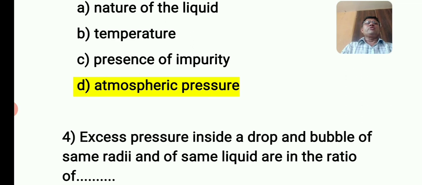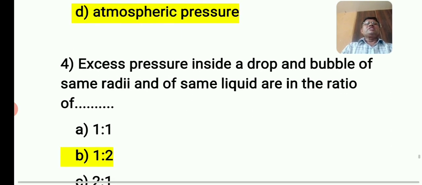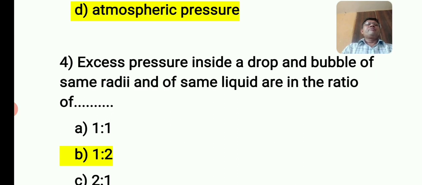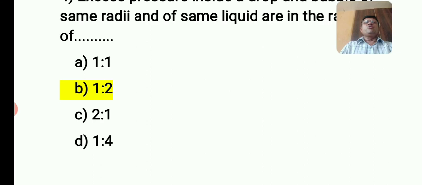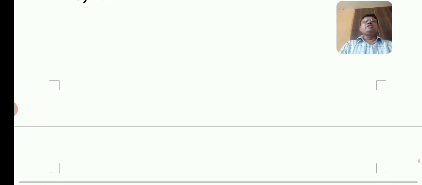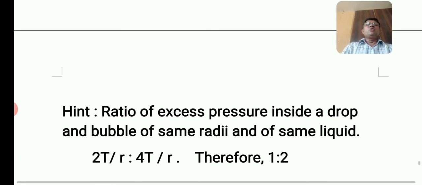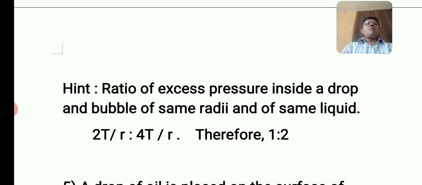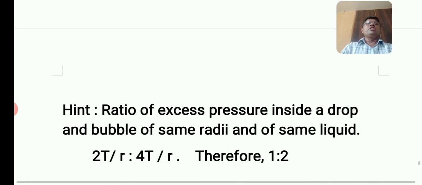Okay. Now the fourth MCQ. The excess pressure inside a drop and a bubble of the same radii and the same liquid are in the ratio of. See the options: A 1:1, B 1:2, C 2:1, and D 1:4. Here we know the hint. The ratio of excess pressure inside a drop and a bubble of the same radii and the same liquid is 2T divided by R to 4T divided by R. Therefore, our answer is 1:2.